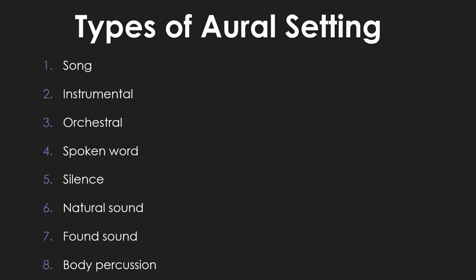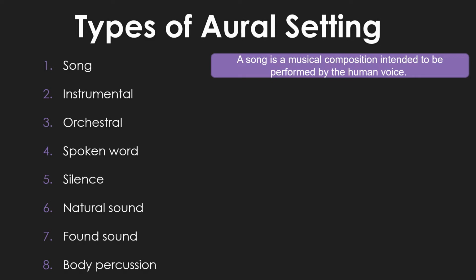And we need to know what these mean, how we define them, so that we can use them later on in exam questions. So what is a song? A song is a musical composition intended to be performed by the human voice. If you think of anything you hear on the radio, anything you play on your iPod or phone, a song has singing in it, has lyrics in it. So that's how we can define them.